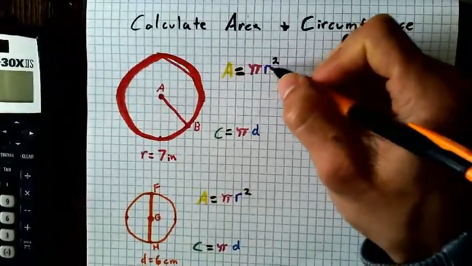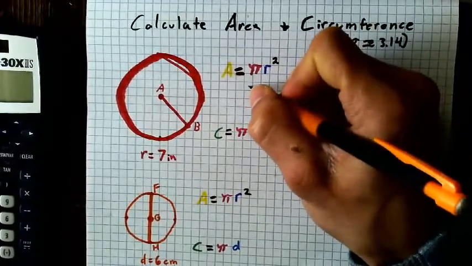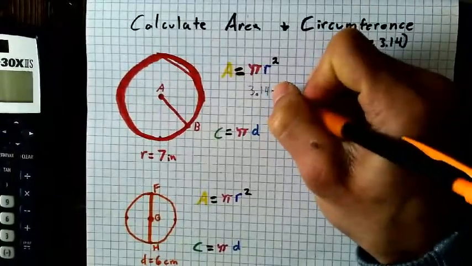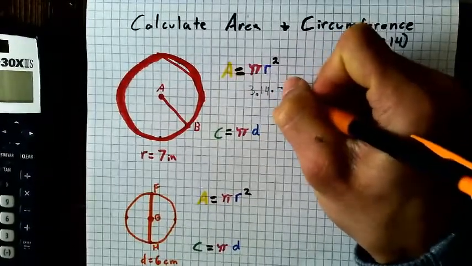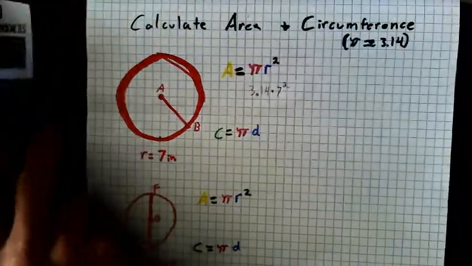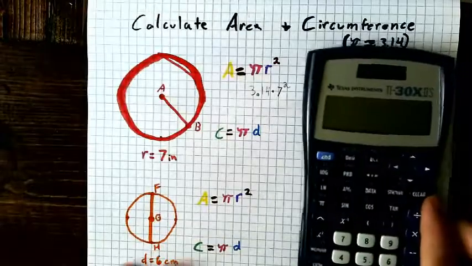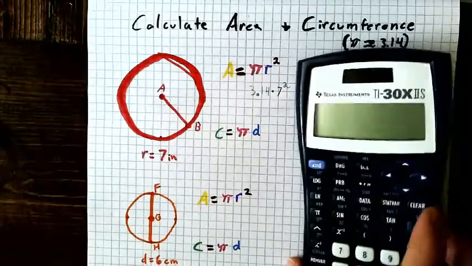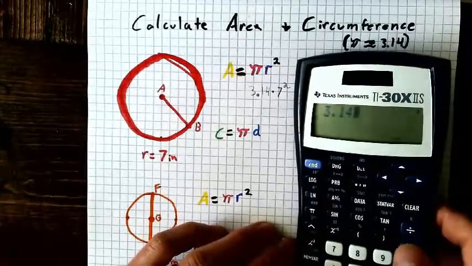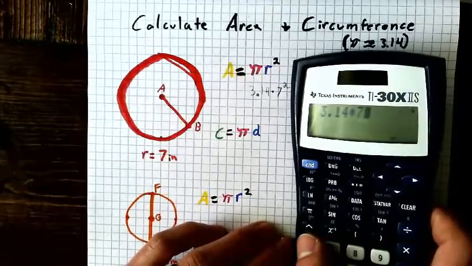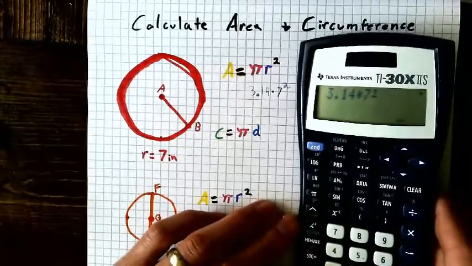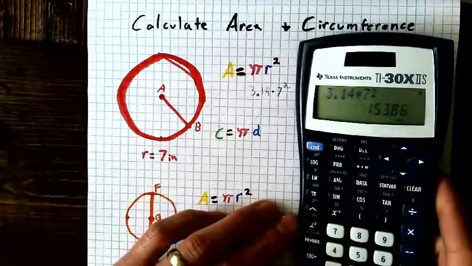Alright, so I can go ahead and do my area right there. Area equals pi times radius squared. What I'm going to type in the calculator is 3.14 multiplied by my radius, which is 7 squared. So when I go into my calculator, I'm going to type it out. I'll do 3.14 times 7, and I press this little squared button right here, and it puts the 2 up there. Enter, and I get my answer.